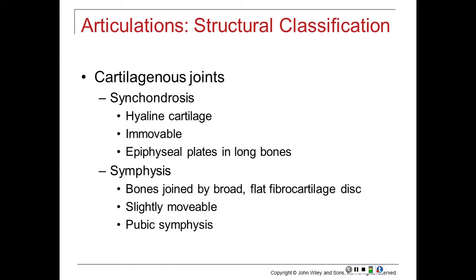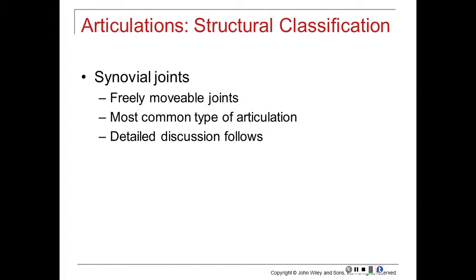A synchondrosis would be where hyaline cartilage is in those epiphyseal plates of our long bones. So this is a non-movable structure. That growth plate or epiphyseal plate is not a movable joint. You can't separate the epiphysis from the diaphysis. It forms what's called a synchondrosis.